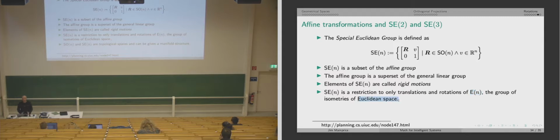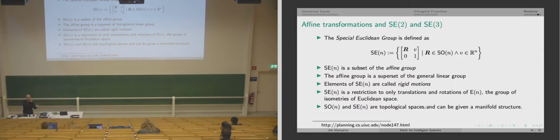Same thing as I was saying for the special orthogonal group: the special Euclidean group is a topological space and can also have a manifold structure. You can see that you can differentiate between translating and rotating at the same time.